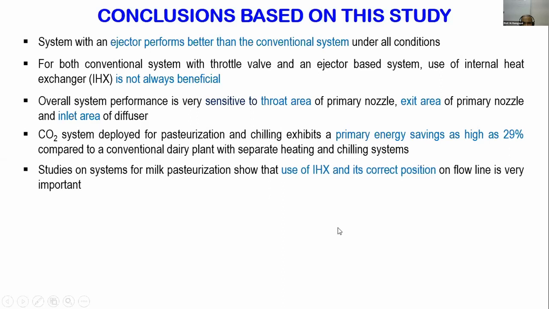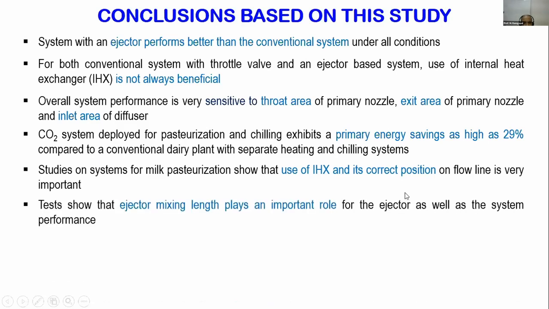And this I've already told you. So if you are thinking of using an intermediate heat exchanger, the position has to be decided carefully. Okay, and the ejector mixing length plays an important role. So again, this one has to be properly assessed depending upon the specific system. One has to design this carefully.